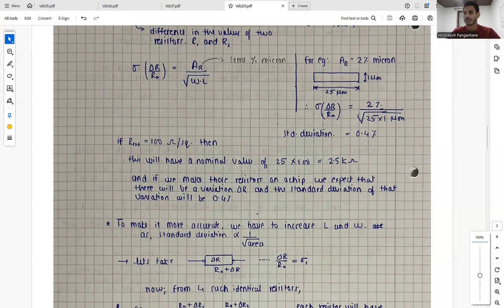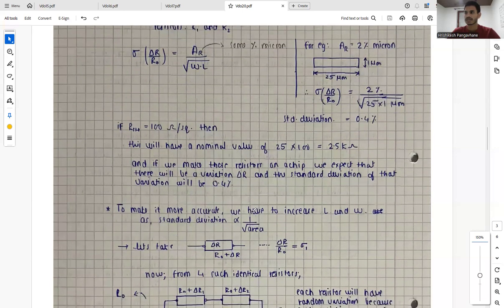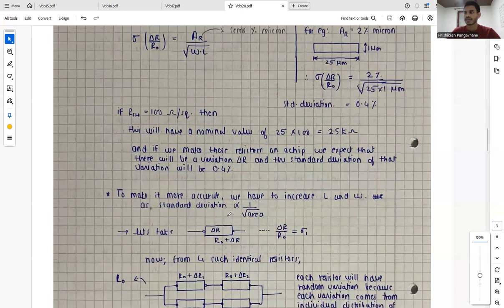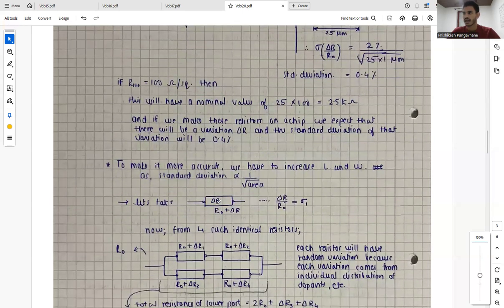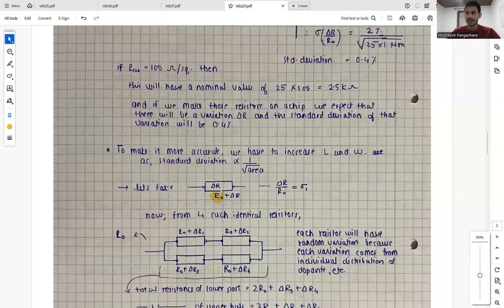So to make it more accurate, we have to increase the length and the width of the resistors, as standard deviation is inversely proportional to the root of the area, which is length times width. So let's take a resistor that has some variation ΔR, and its nominal value is R naught. So basically its value is R naught plus ΔR, and thus our standard deviation is sigma 1.